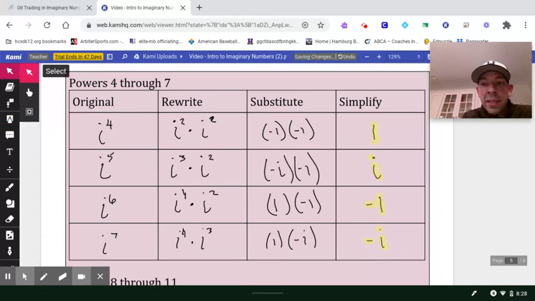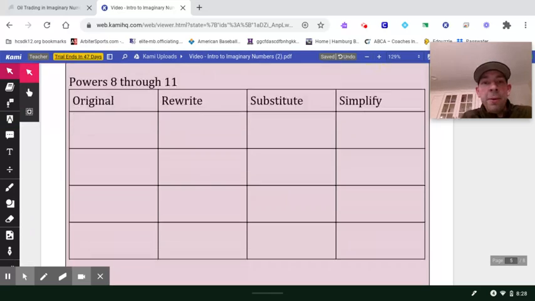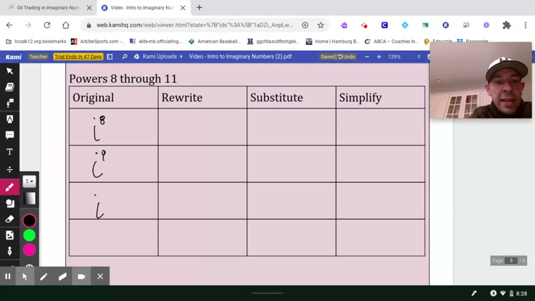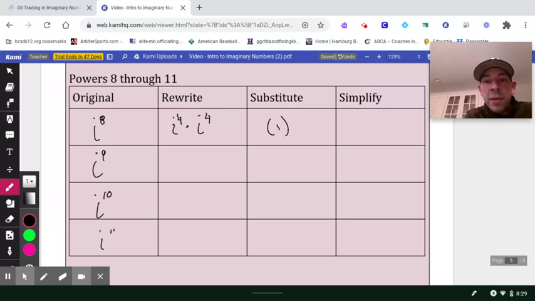Let's do one more table, just to confirm that the same pattern does emerge, and we'll continue to build our confidence as we try to decompose these rascals and get a hang for this. I to the 8th, we're going to try to do I to the 9th, I to the 10th, and I to the 11th. I to the 8th can be decomposed into, we'll say, I to the 4th times I to the 4th. And we saw in the last table, that's just 1 times 1, which makes 1.